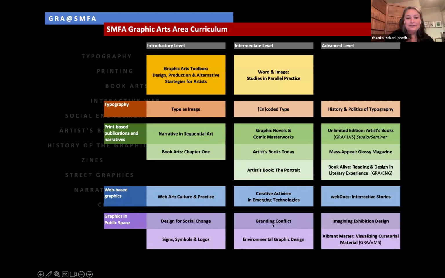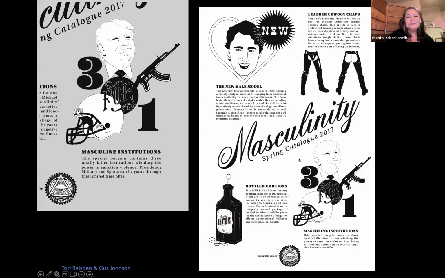So for example, if you are in creative activism in emerging technologies, you might also want to take Mass Appeal Glossy Magazine, where we create a magazine, and so on and so forth. So you really create your own curriculum along with maybe a photo class, maybe a printmaking class. I'm going to show you some student work here.